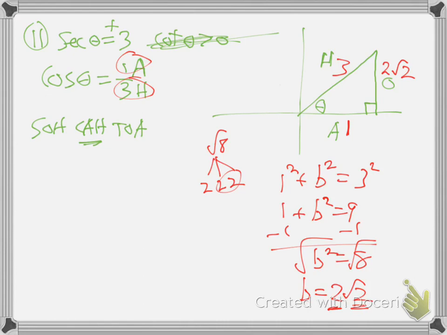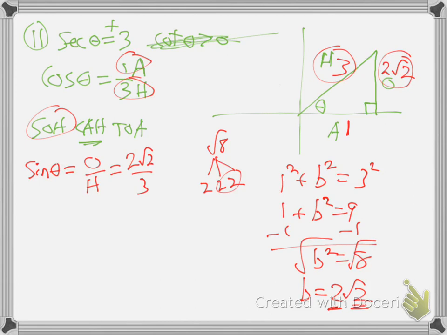Okay. So now we can get any of the trig functions they'd like us to find. So the sine of theta, sine is opposite over hypotenuse. So that's opposite over hypotenuse. 2 root 2 over 3. I could find, and you can do the rest. Okay, let's go dot, dot, dot. You could find any of them.